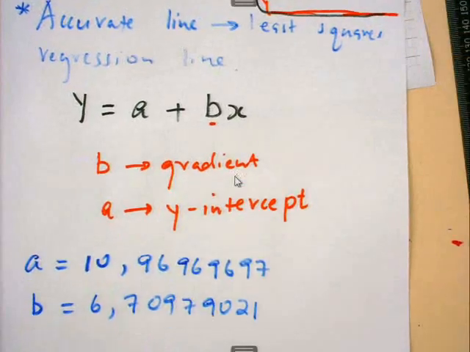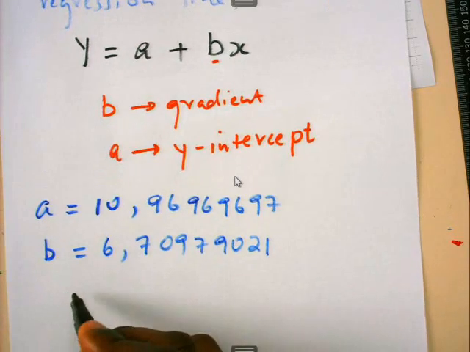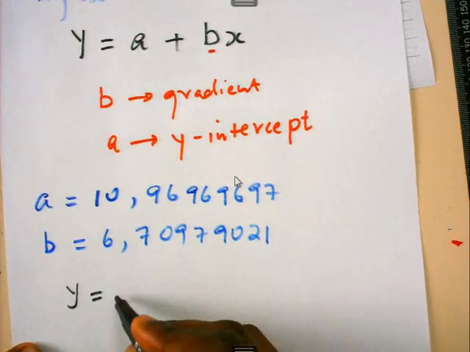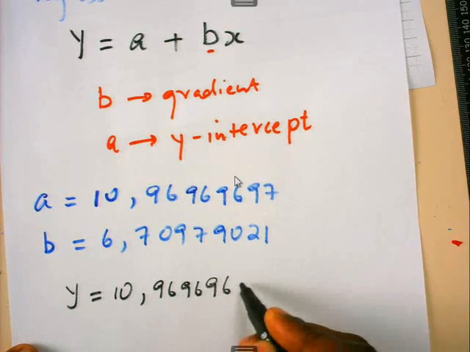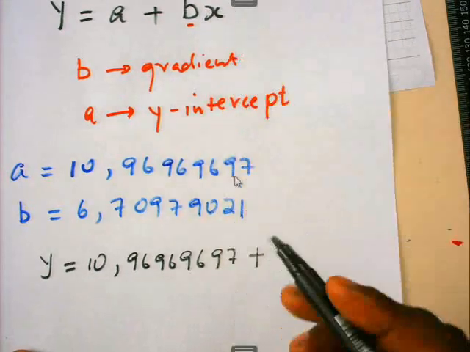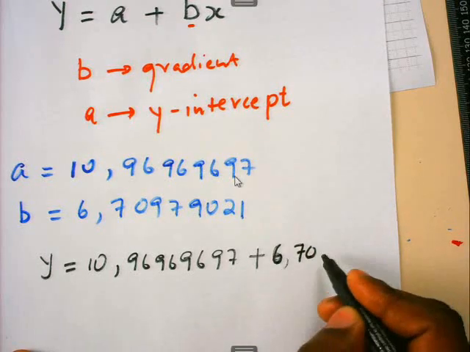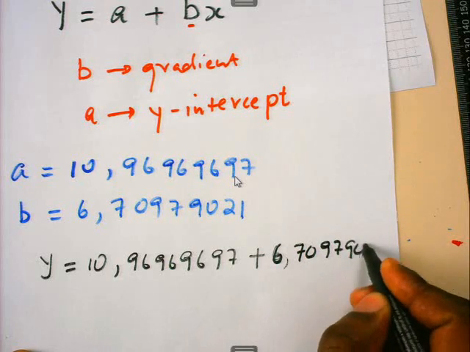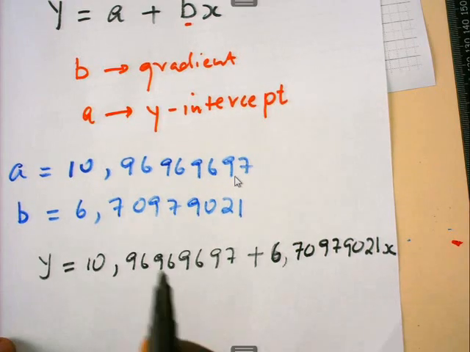Now already we agree. Look at this now. The equation of our regression line, the line that we are going to draw, the equation now is y is equals to A, which is 10.96969697, plus, do you agree with me? Bx, the value of B from the calculator, 6.70979021x. Do you see that? That is the equation of the line we have here.